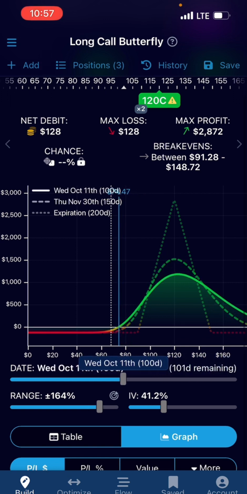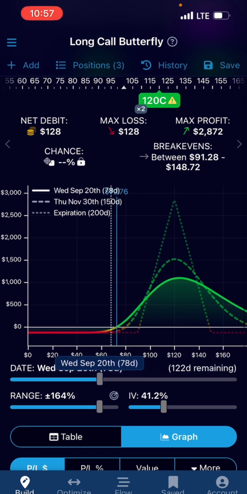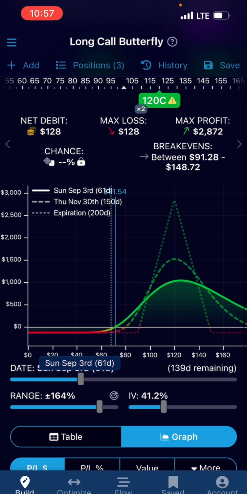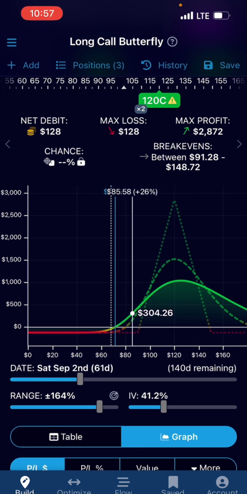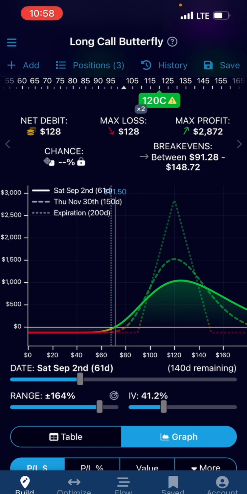But if it gets there even faster, let's say by the end of the summer, right? Let's say by September. Okay, if it gets to 88, then we make $376 off of $128 of risk, right? Which is over a 3x return. Okay, so not too shabby, right?